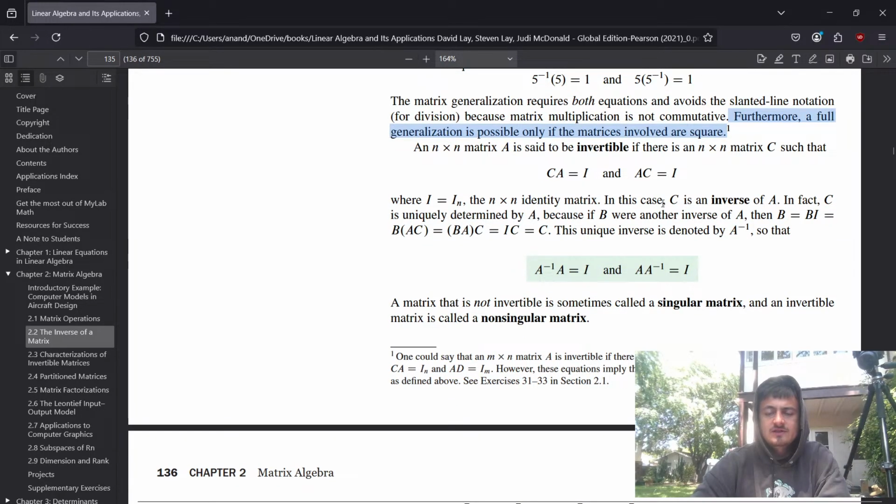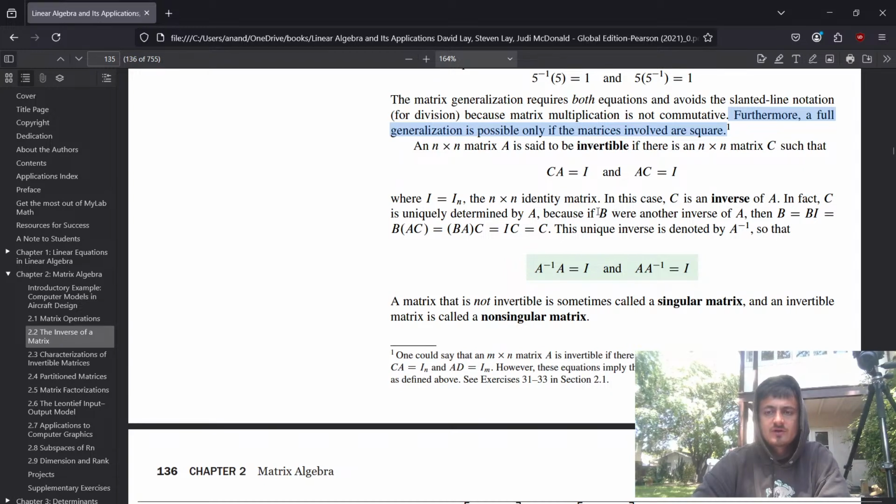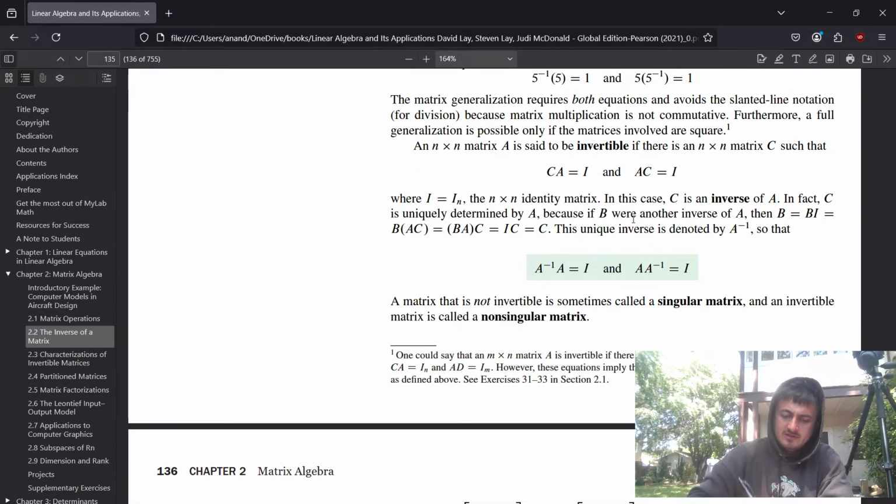In fact, C is uniquely determined by A, because if B were another inverse of A, then B equals BI. Wait, hold on. It's equal to B(AC). It's equal to (BA)C. Okay, so this is an interesting proof. The proof that a matrix inverse is unique.